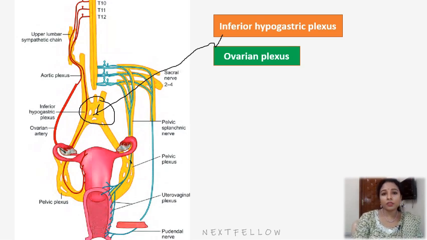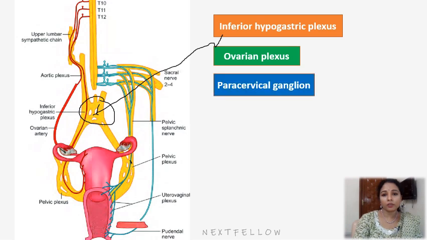The nerve to the cervix is from the plexus that contains a small paracervical ganglion. So the paracervical ganglia are present on each side of the cervix.